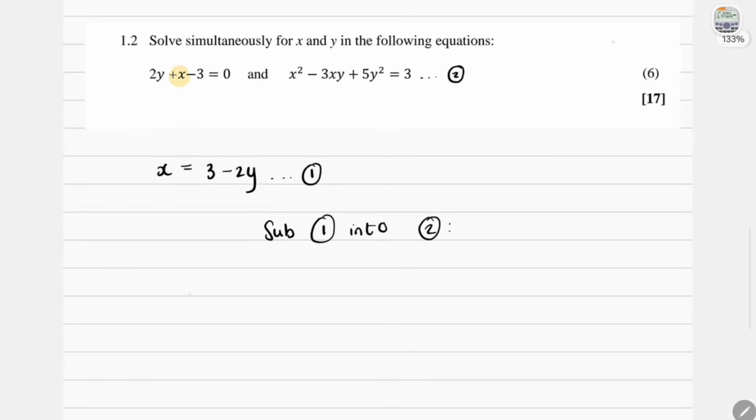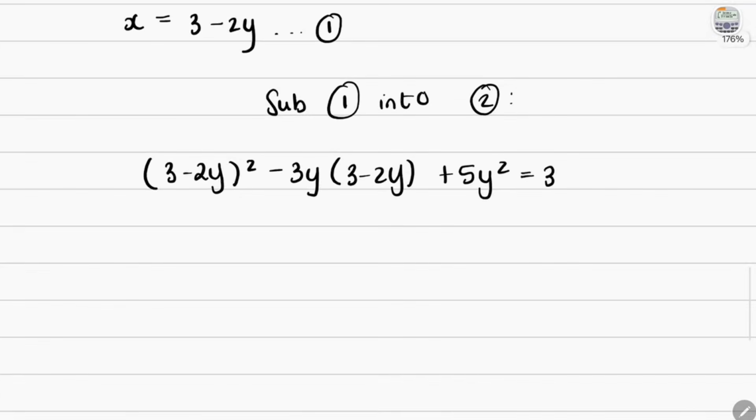Okay, so we have x squared. So we'll say 3 minus 2y all squared. Minus, now we have 3xy here. So x is there, but y is still here. So why don't you just put the y in front of the x and we have minus 3y and then the x. And we'll replace that with 3 minus 2y and then plus 5y squared is equal to 3. And this will help us to solve for y.